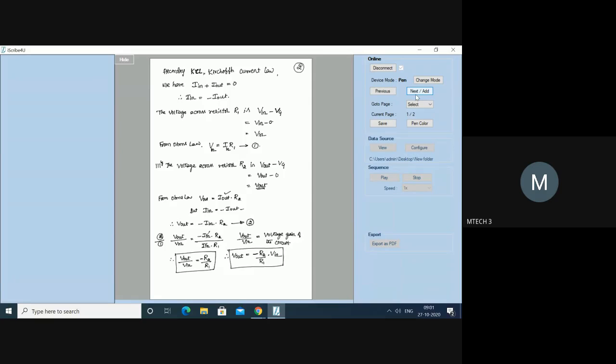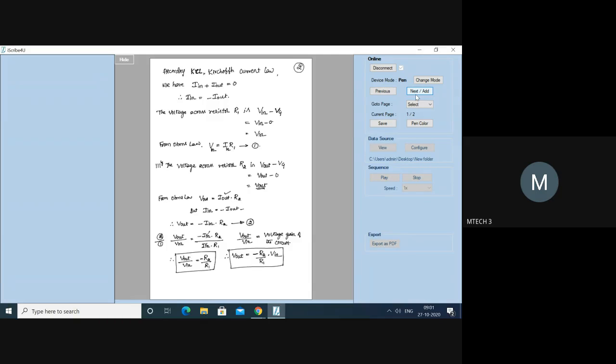Okay, now this is the small derivation that you need to make when you are explaining about this inverting amplifier. Have you noted these definite equations? Yes, sir. Shall I assume that all of you have noted? Okay, good.